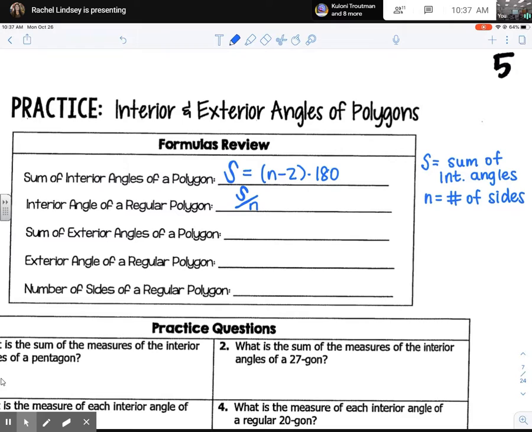Then if you want the sum of exterior angles of a polygon, those will always be 360 degrees. Then if you want an exterior angle of a regular polygon, just like we did on numbers 5 and 6 on the last page, 360 divided by the number of sides. And then if you want the number of sides, you take 360 and divide it by the exterior angle measure.